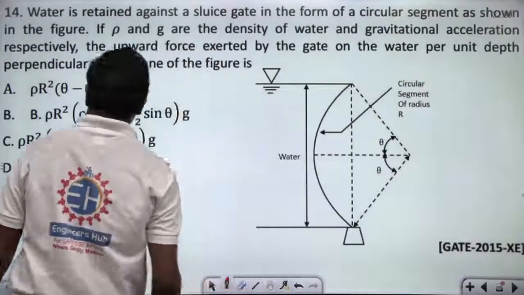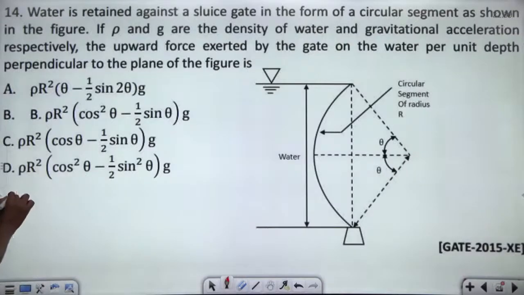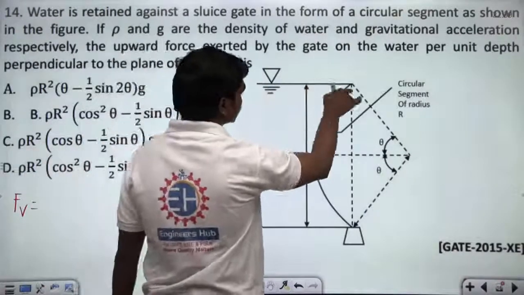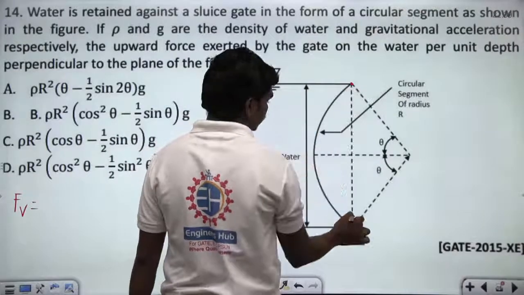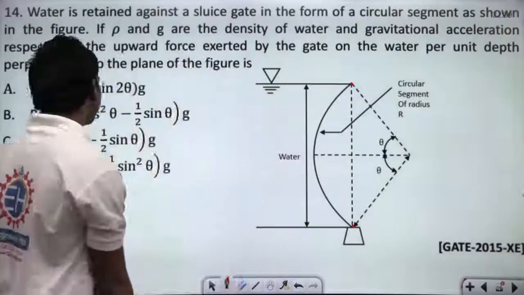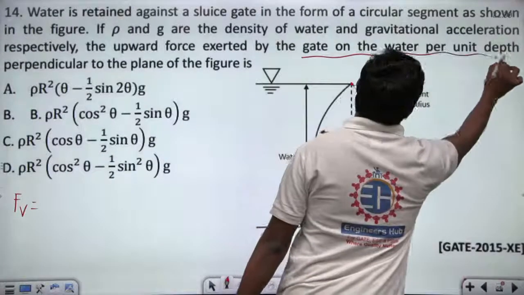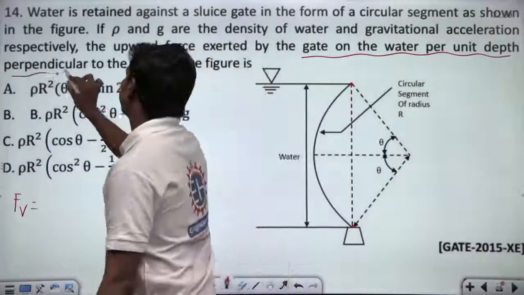I would like to discuss this question as the last question for today, because this is a bit interesting. So let us see this vertical force again, Fv. Basically they are asking you, there is one sector at which the free surface of water is somewhere here. Then they are asking you what is the net vertical force, and of course they have given some thickness of this gate on the water per unit depth perpendicular to the plane of figure.